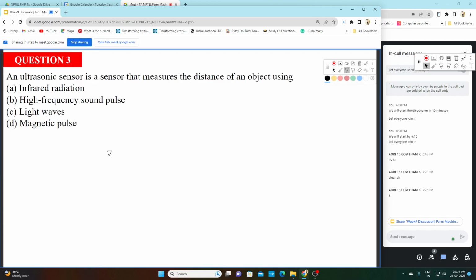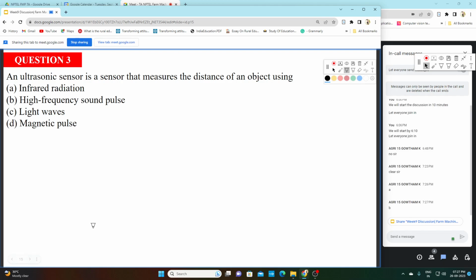An ultrasonic sensor is a sensor that measures the distance of an object using A is infrared radiation, B is high frequency sound pulse, C is light waves, and D is magnetic pulse. So any guesses for this question? Yeah, Gautam is telling B. Yeah, any other guesses? Okay, so B.